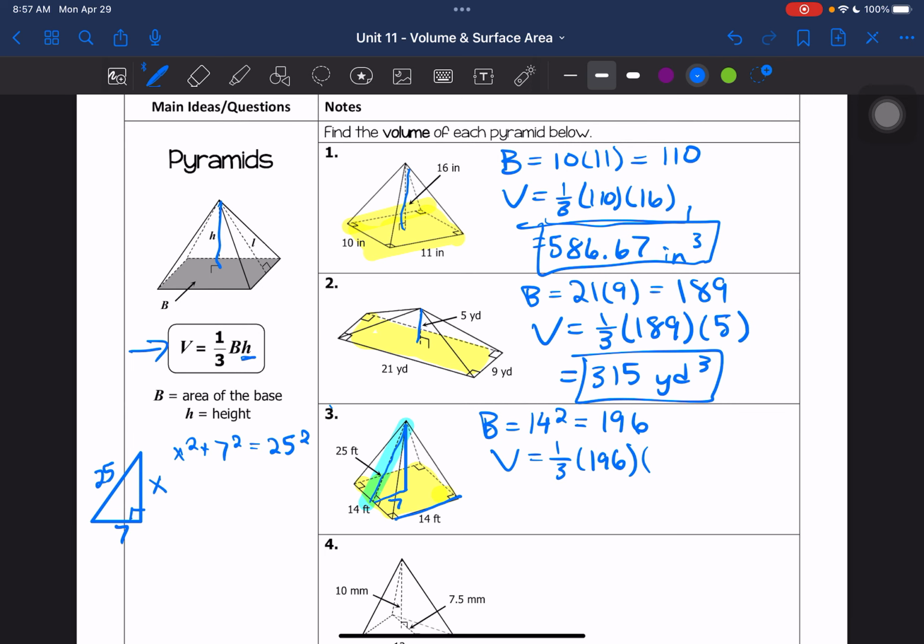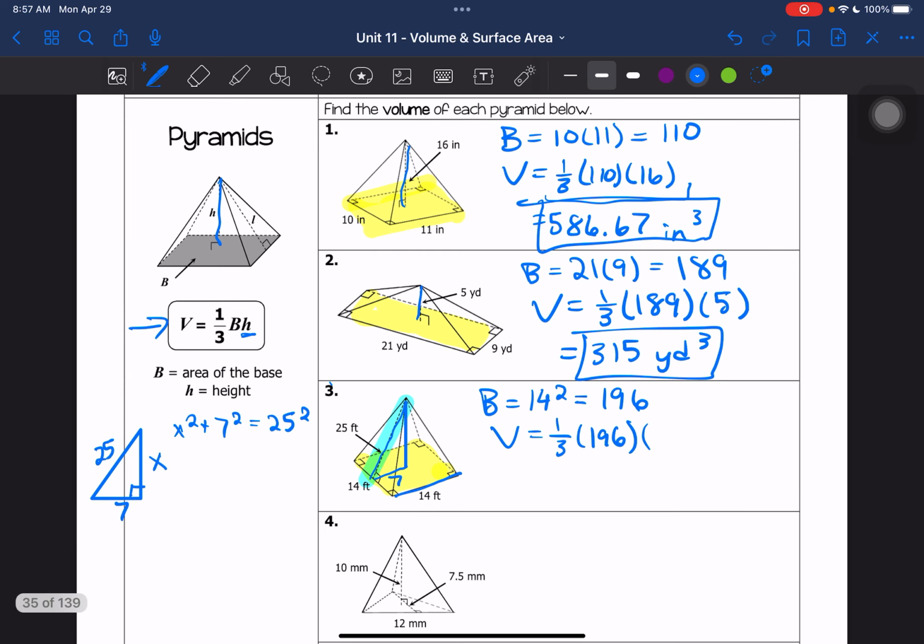And then we would simplify this. So there's a couple ways of solving this. There's the way that you can just simplify each one. So 7 squared is 49, 25 squared is 625. And then we would subtract this 49, subtract this 49. So x squared is equal to, and then 625 minus 49 is 576. And then we take the square root of that. So the square root of 576 is 24, which means that the height of this pyramid is 24, and that's what we want to plug into the formula for volume.